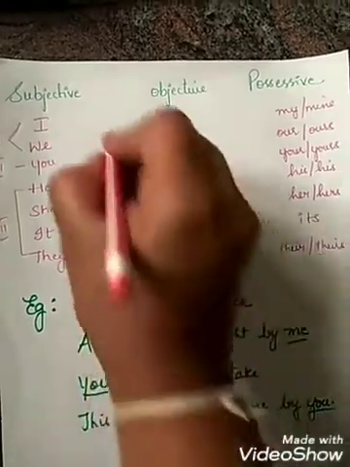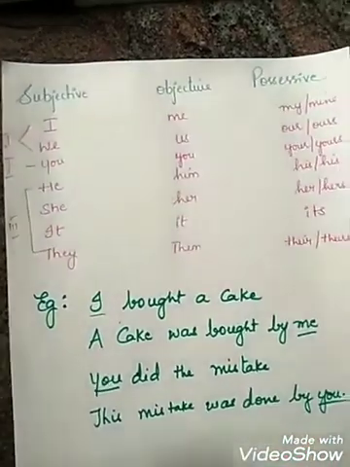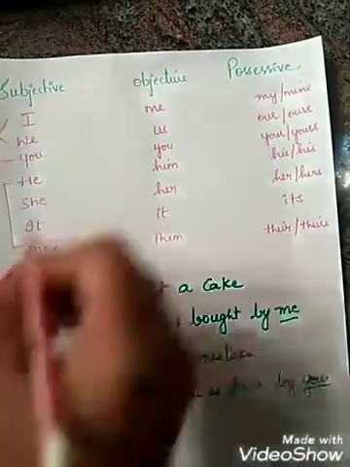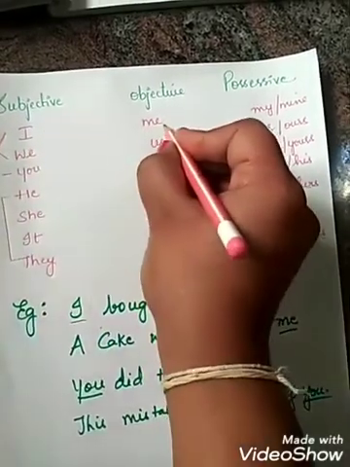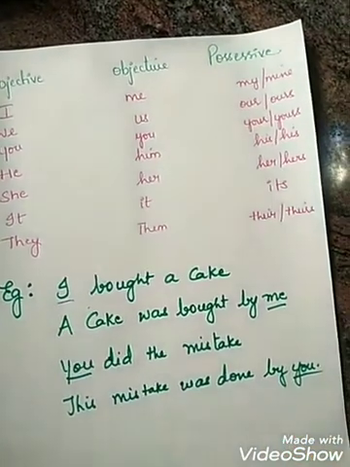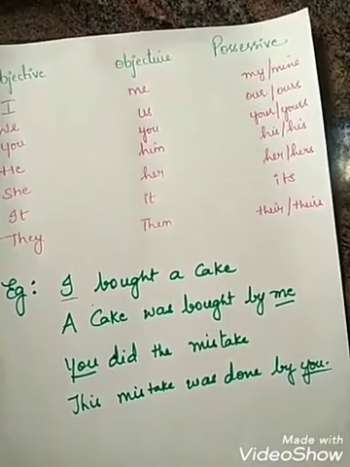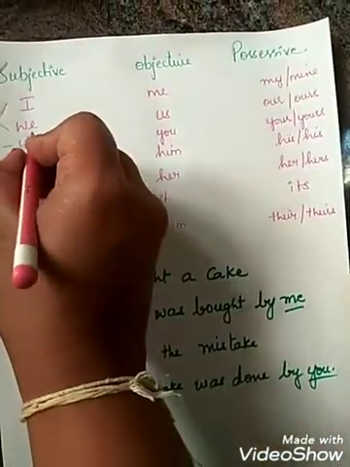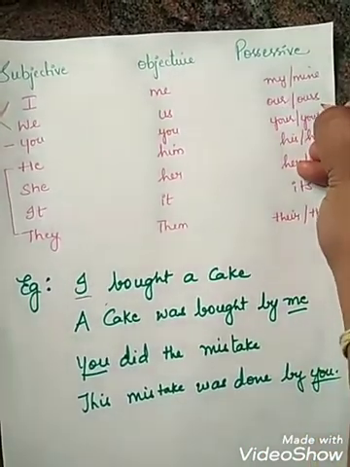So next, here we have subjective, objective, possessive. First person, that is I and we. For I, we use I in the subjective, in the objective we use me, and in the possessive we use my or mine. This is my pen. This is mine. So this is a possessive adjective. And next is we. We use us in the objective, and our or ours in the possessive.